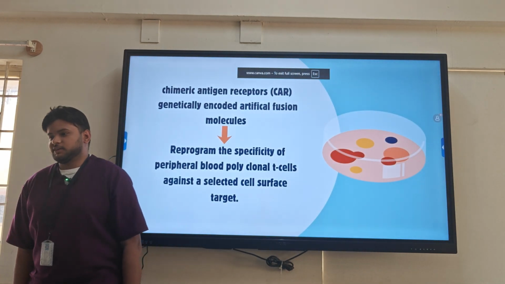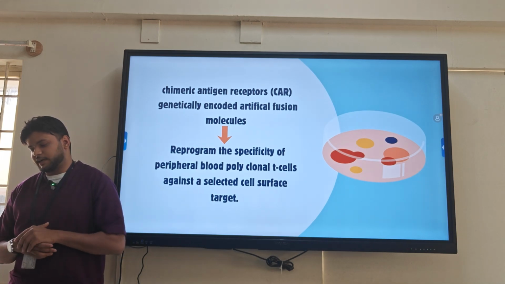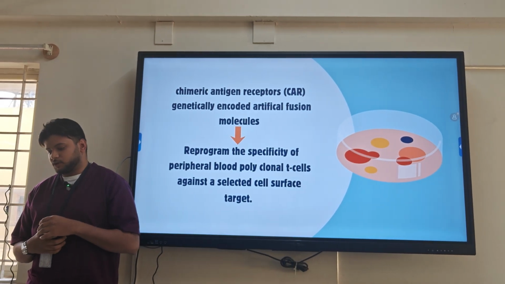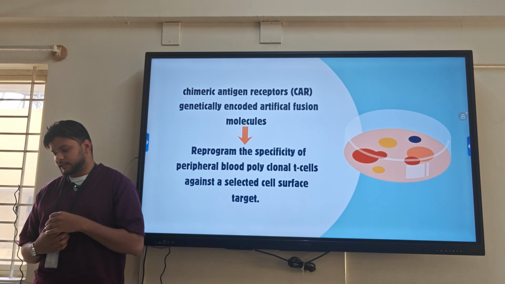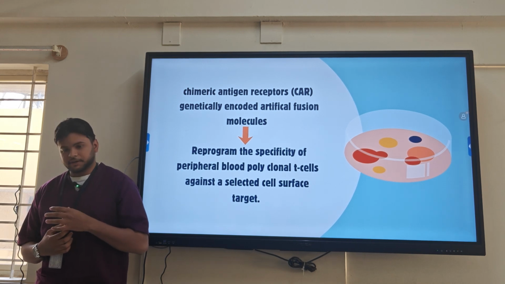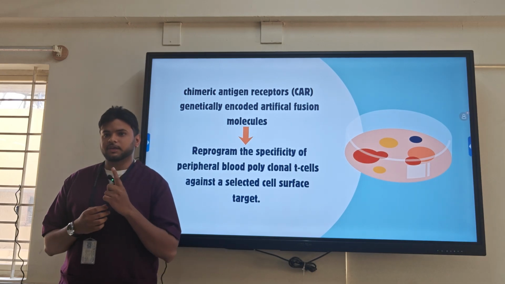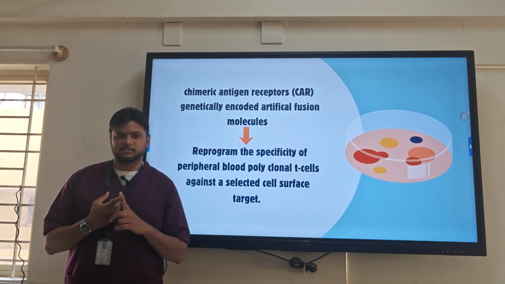The first thing is chimeric antigen receptors are genetically encoded artificial fusion molecules that reprogram the specificity of peripheral blood polyclonal T cells against a selected cell surface target. I need a quick thing. You have come across T cells and B cells, T lymphocytes and B lymphocytes. So what does it do?